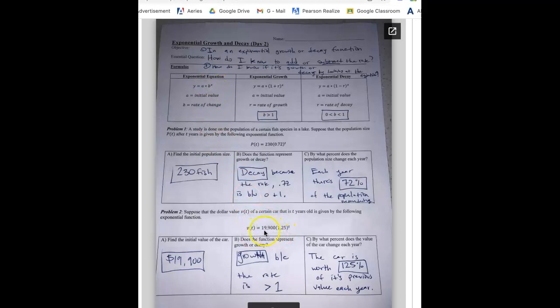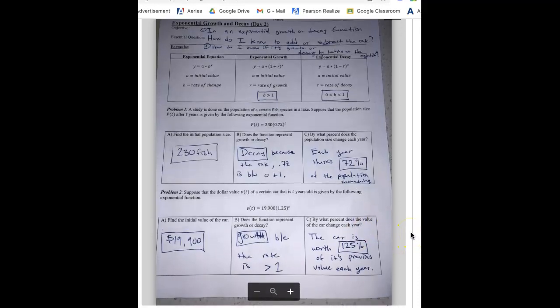So again, down here, $19,900, that's our initial value. This does represent growth as the rate is greater than 1, you guys. 1.25 is greater than 1. And then the car is worth, by what percent does it change? We're going to just use the 1.25. Make it a percent by moving the decimal 2 spaces right. The car's worth 125% of its previous value each year. So over 100%. And that's how we see growth, as it's more than 100%.